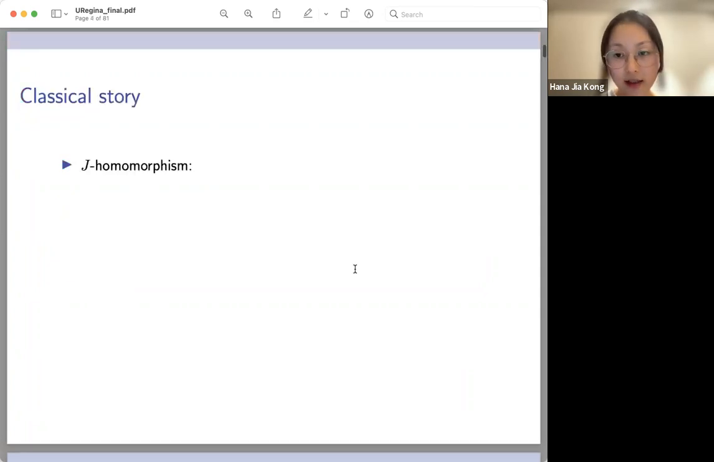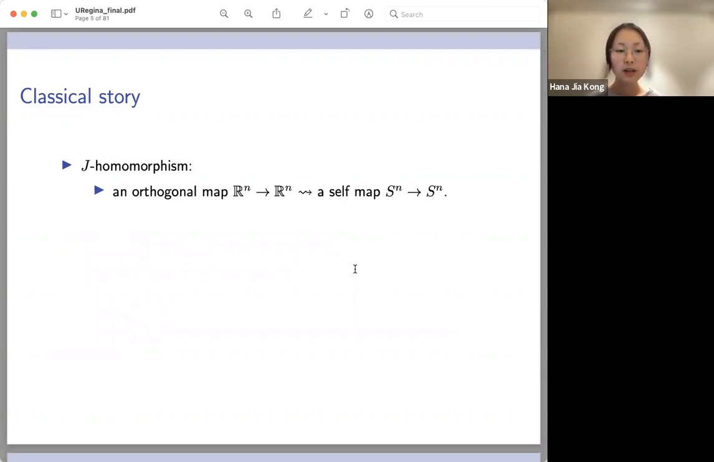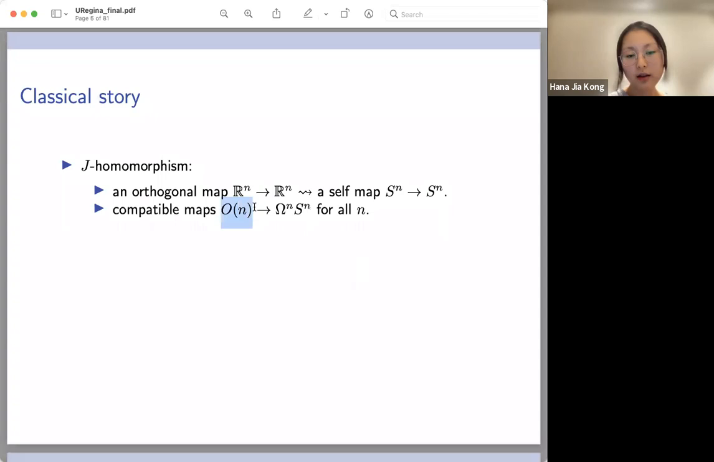so let's start with the classical story. The story starts with this map called the J homomorphism. The J homomorphism is defined as follows. First you can look at the orthogonal maps from n-dimensional real vector space to n-dimensional real vector space. If you compactify that, then you will get a self-map from S^n to itself. This gives a map from O_n to Ω^n S^n. And these maps for every n are compatible after you pass to the homotopy groups. So if you take n to infinity, you will get a map from the homotopy groups of O, the orthogonal group, to the stable homotopy groups of the sphere. And this is the J homomorphism.